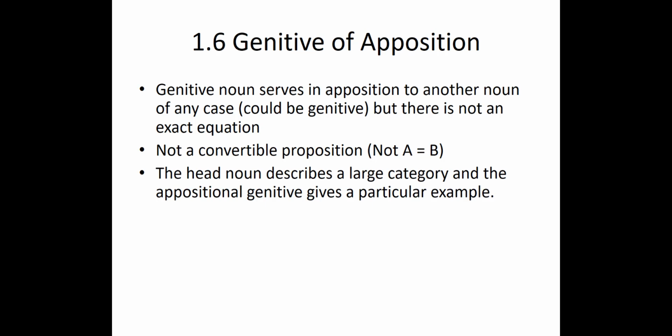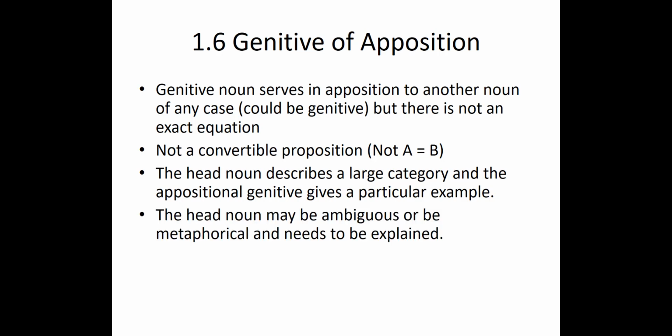The head noun will describe a larger category, and then the genitive will give a particular example. Sometimes when you have this sort of thing, the head noun is a bit difficult to understand. It's a bit ambiguous. It might need to be explained, and so the genitive serves to give that further explanation. You'll see this sometimes called epexegetical. This is a big fancy word that means it's further descriptive, further explanatory.